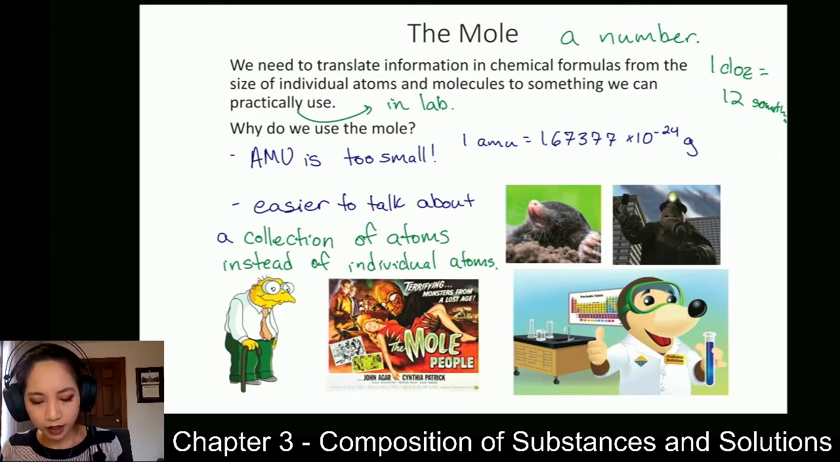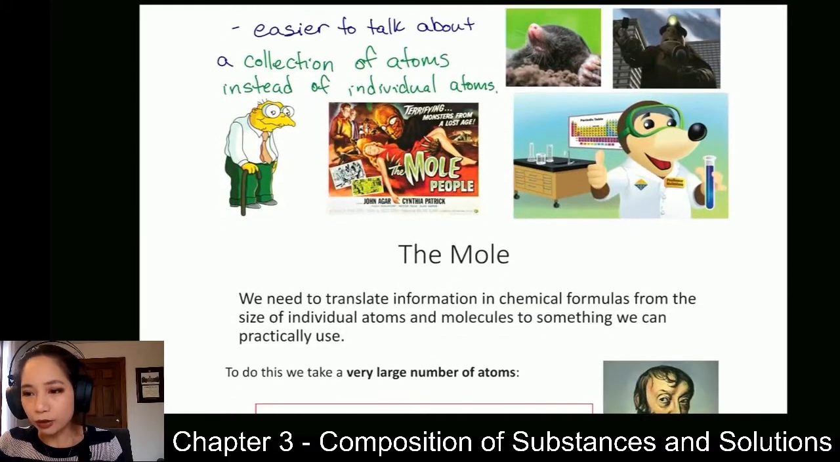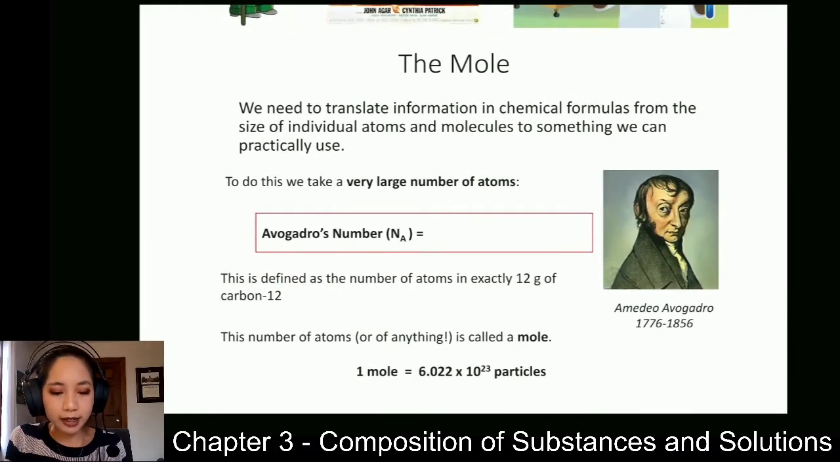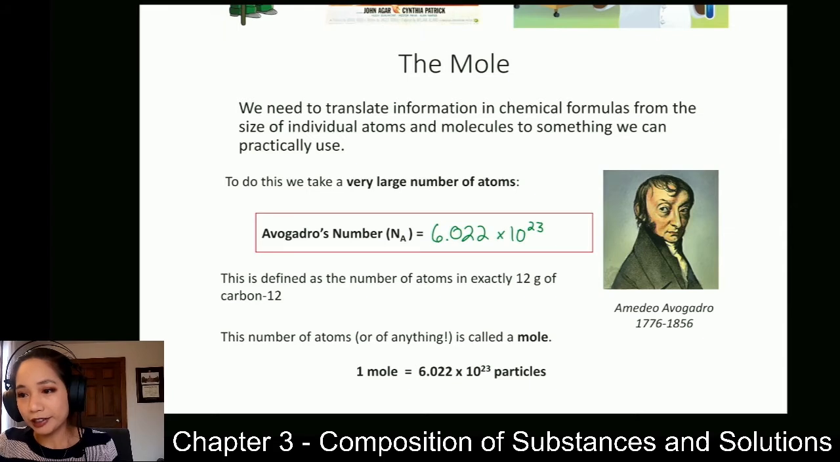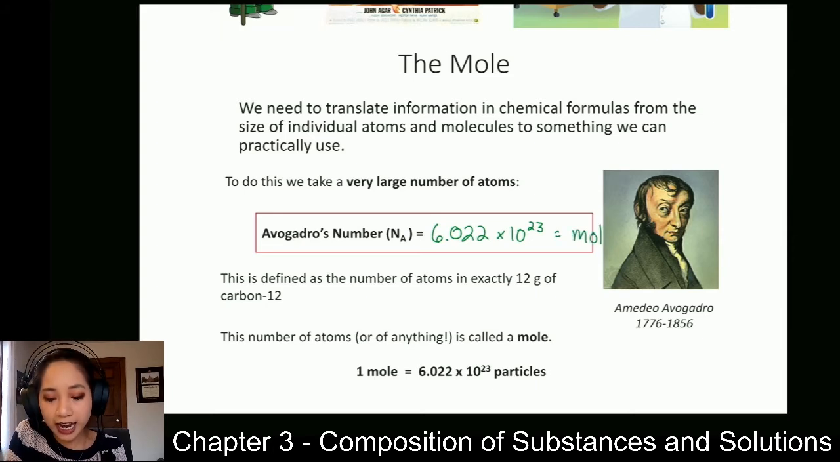That's cute. Okay, so what is that number? I told you a mole is a number. So what is that number? Like a dozen is 12, a mole is equal to Avogadro's number, which is equal to 6.022 times 10 to the 23. Right? So like 1 dozen equals 12. A mole is equal to 6.022 times 10 to the 23 of anything. So that's a mole. So that number was named after Amadeo Avogadro.